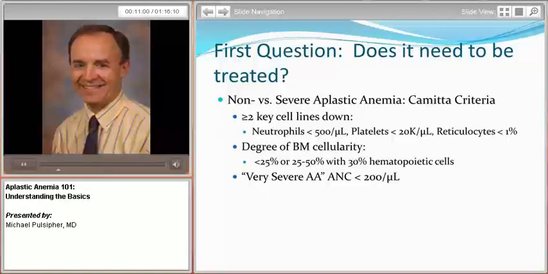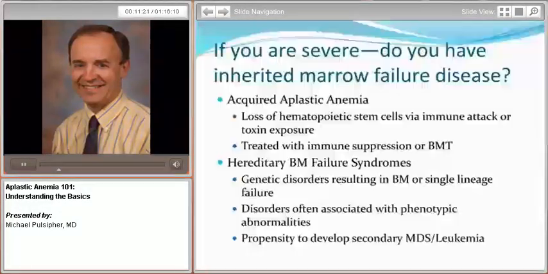There's another category that you can see at the bottom of this slide, and that's very severe aplastic anemia, and that's when the neutrophils are less than 200. The only real distinction with very severe aplastic anemia is that there's more risk of potentially fatal complications up front while you're getting your therapy because your risk of infection is very high.